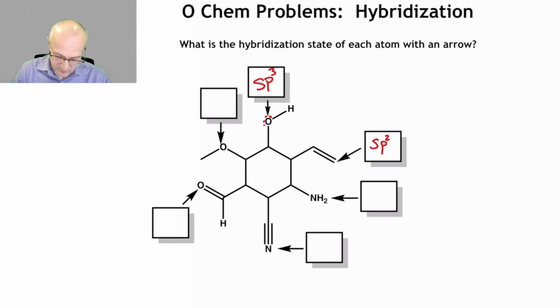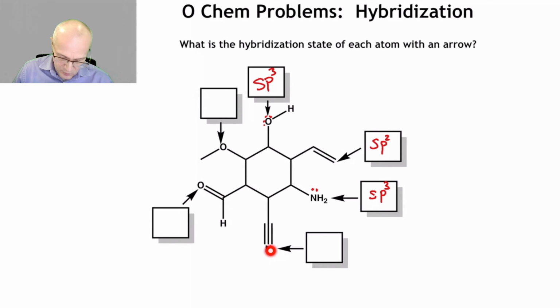Moving right along. This nitrogen. This nitrogen is not involved in resonance. It is not involved in a double bond or a triple bond. So it must be sp3. No pi bond. That lone pair is inside of an sp3 orbital. The electronic geometry will be tetrahedral. The molecular geometry will be pyramidal.